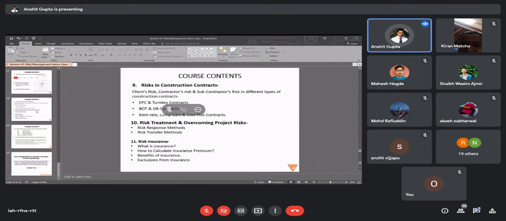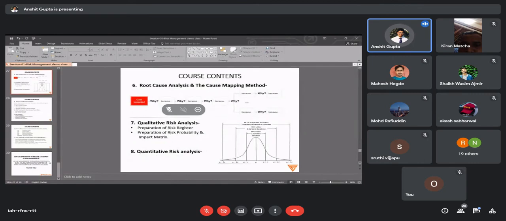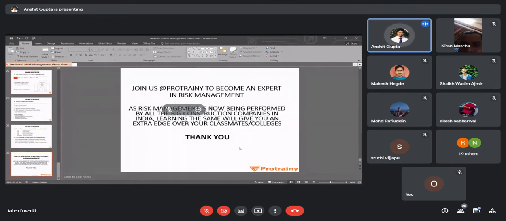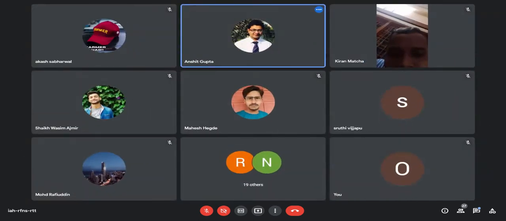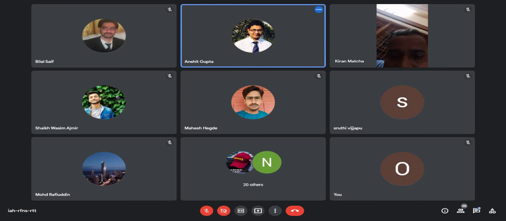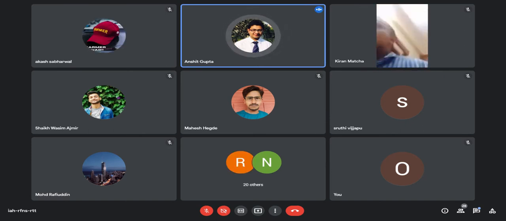Okay, so this was all for today's session. I'll give you a glimpse of what a risk register looks like and what a risk impact table looks like. So I'll just share my screen. Let me open those files first. I'll share now, just a second.